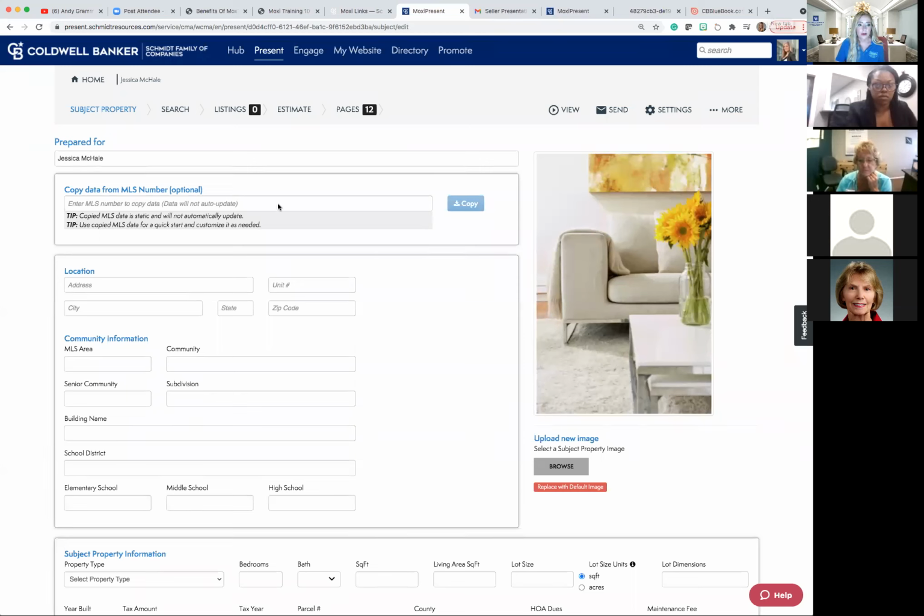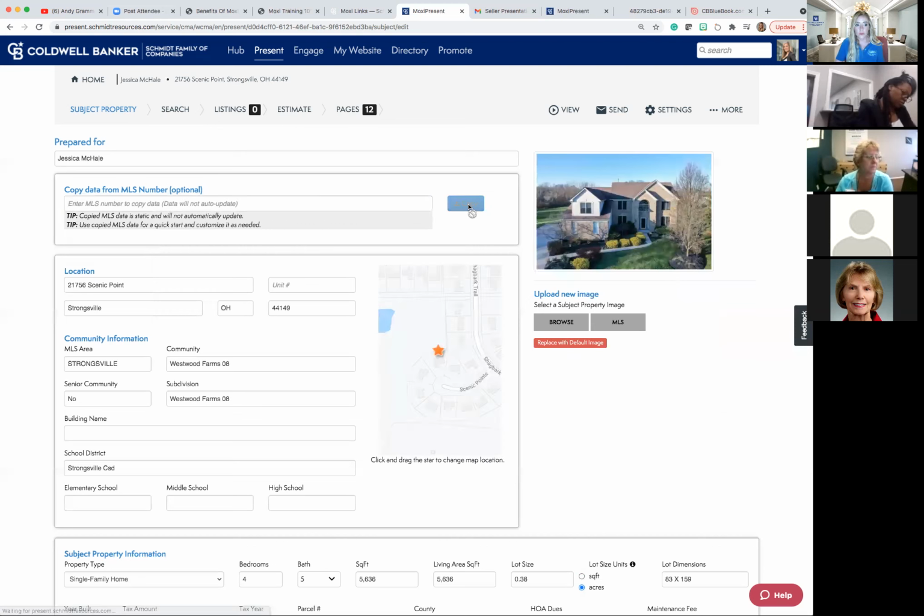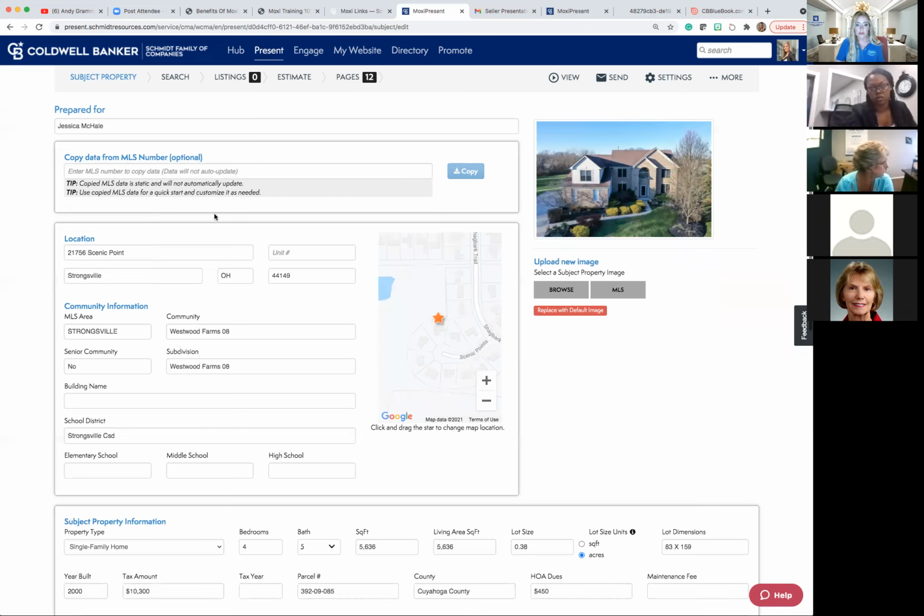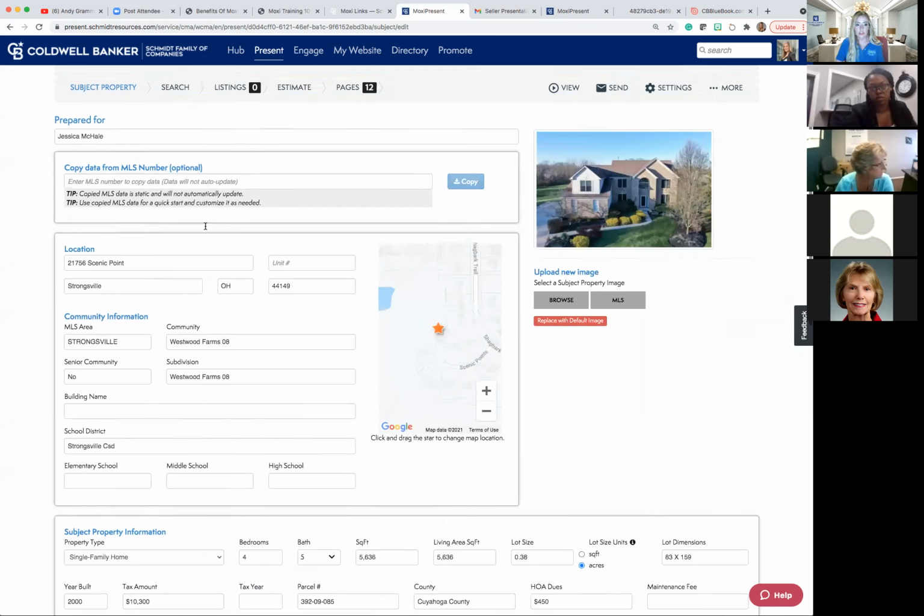Okay, so let's go ahead and do this real quick. So to do the presentation, you're literally just going to take the MLS number and you're going to plug it in. What that does is it lets you take all of the data and it does all the populating for you 100%. So now the photos are pulled in and the information's pulled in. If you do not have an MLS number, you can just literally type the information in here and it will still do all of the rest for you.